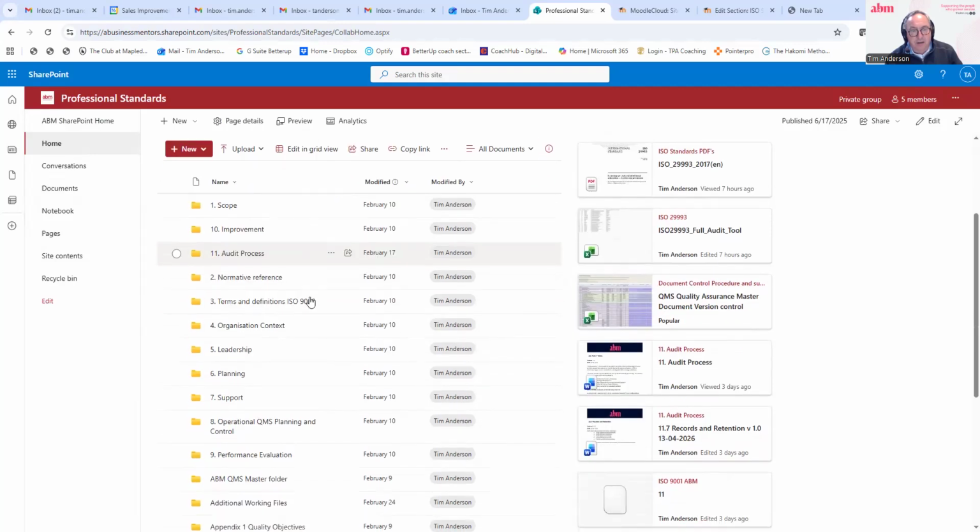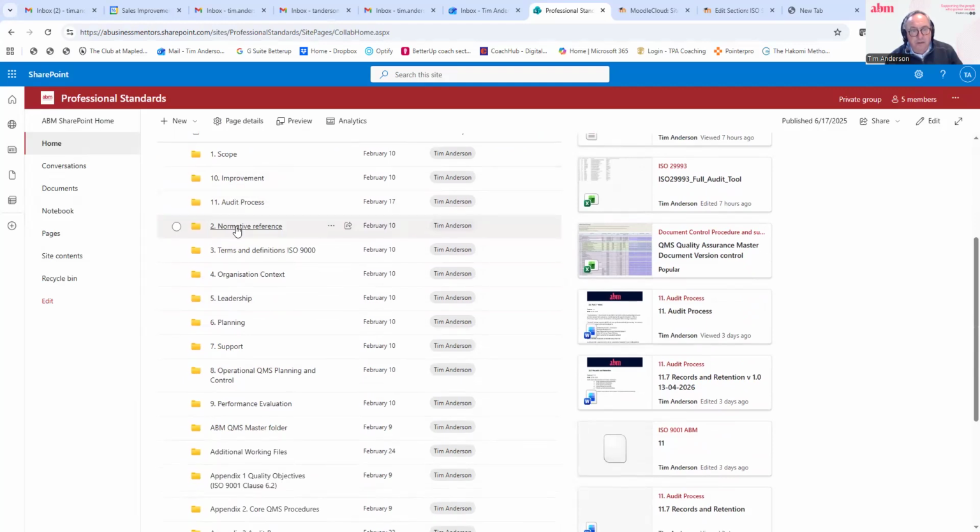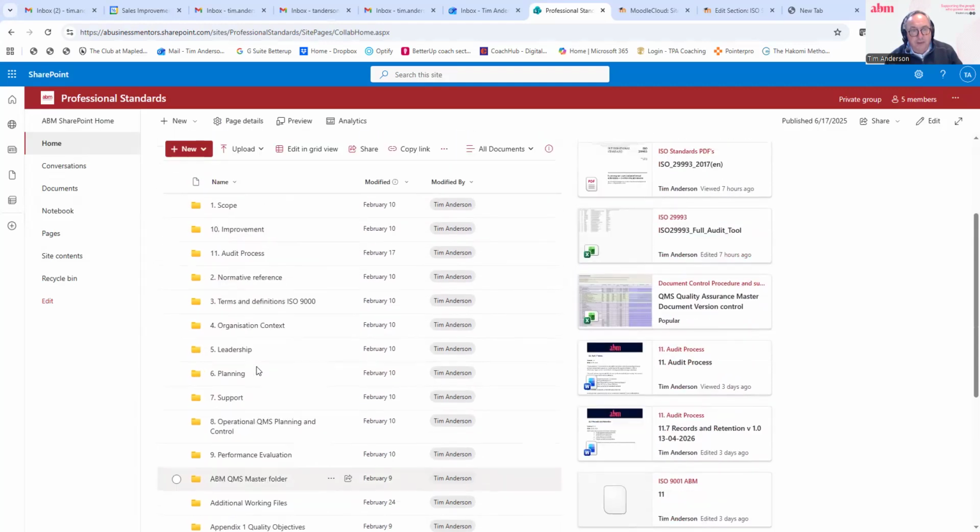And in here, you'll see all these things that I've been referring to. One, two, three. So one being the scope we're going to look at. Two and three are background data. But here we come into the organization context, leadership planning, support, operational planning and control, performance evaluation, improvement, and then the audit process. And we're going to go through all of these sometime over the next hour or so.